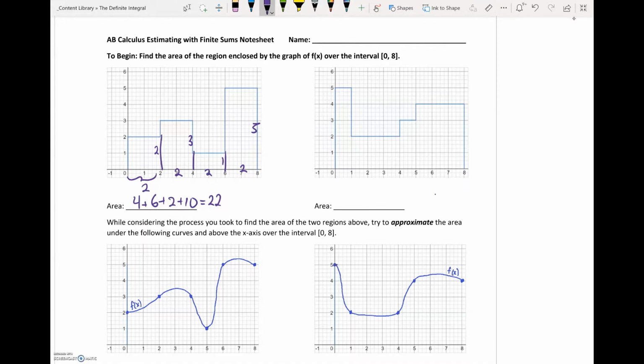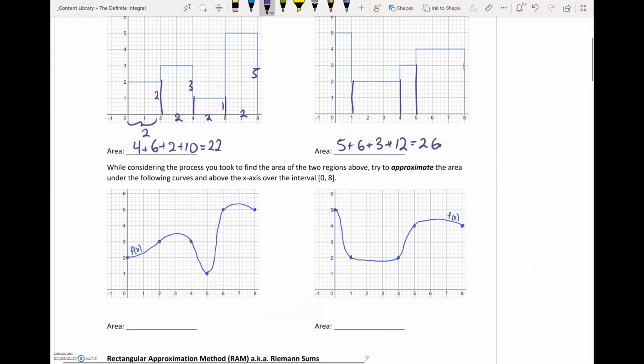Okay, so for this one, we're going to section it out into 4 sections, as so. The first one, we have 1 times 5, which is 5. That's 3 times 2, which is 6. 1 times 3 is 3. And then 3 times 4, it's 12. And then you're going to add them together, which is 26. So then your area underneath this curve is 26.